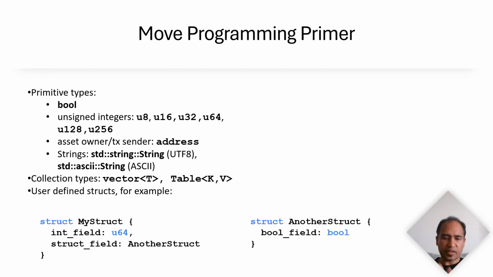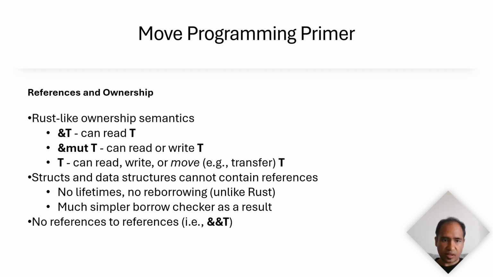Let's look at some of the intricacies of what Move has and doesn't have. For example, Move has primitive types, Boolean, and unsigned integers. If you want to write something in Move, this is how you write: you define an integer field, you write a structure, you write another structure. Based on references and ownership, Move is based on Rust, so it has Rust-like ownership semantics, but it is not exactly Rust.